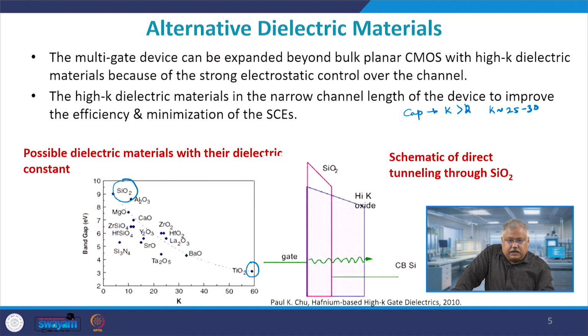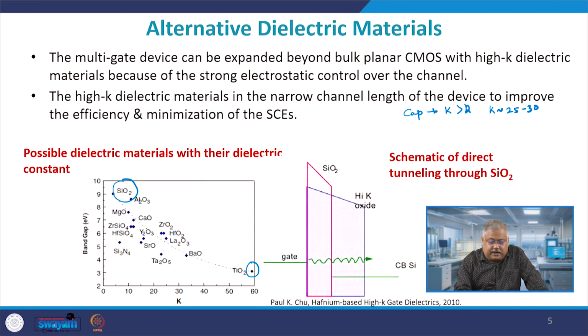Every other material, silicon nitride, yttrium oxide, calcium oxide, zirconium oxide, hafnium oxide, lanthanum oxide, barium oxide, they all fall on that narrow hyperbolic curve which you see, right. And if you look carefully at the values, as you make your K value higher and higher, the cost you pay is that the band gap starts to reduce, and therefore direct tunneling probability increases.